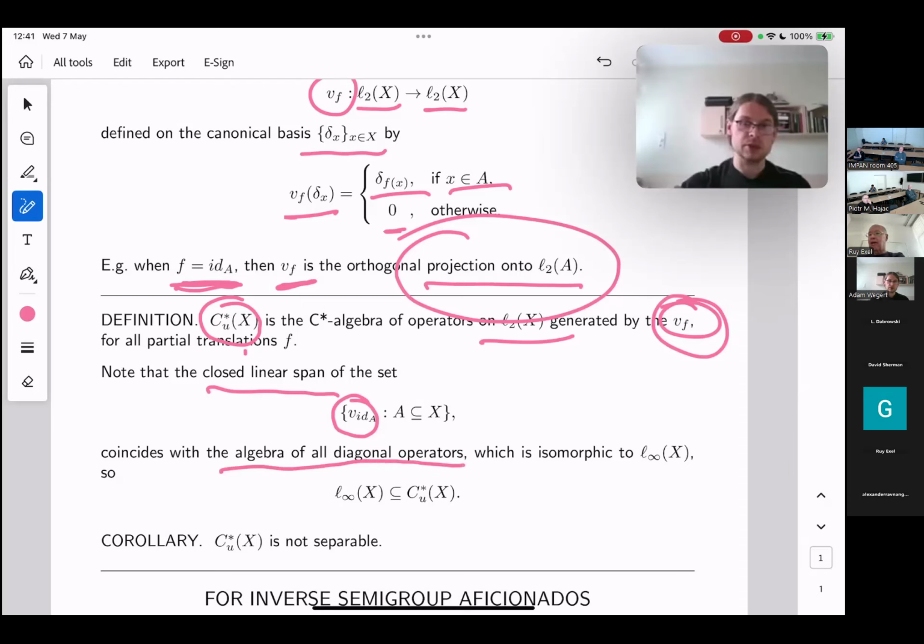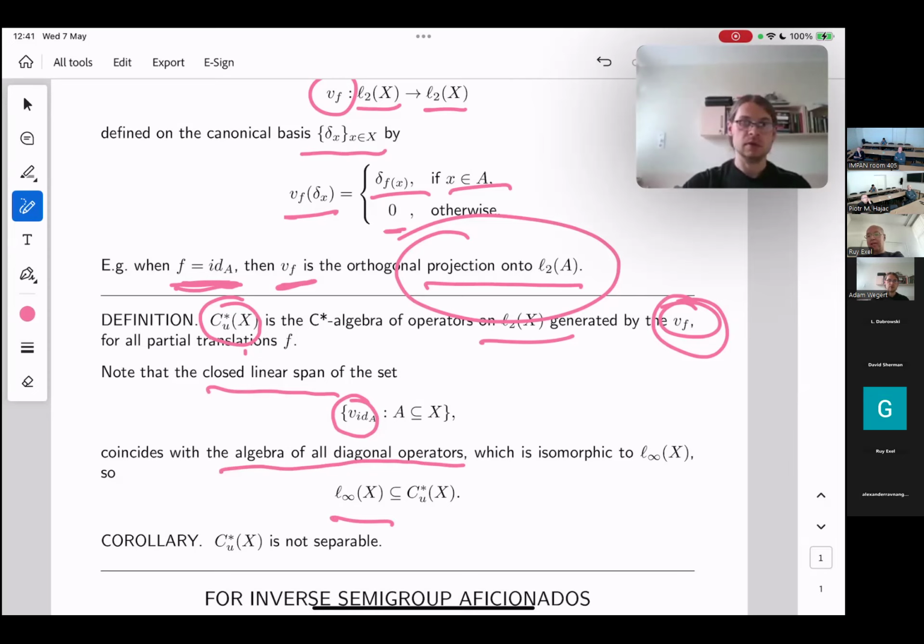Maybe just a quick question. Wouldn't it be enough to take for A just one-point subsets, all possible singletons? No, because if you do that, you are not going to get L infinity, you will get C0. Ah, I see. Okay. Yeah, of course, you would only get compact operators for instance. Sure, it is a norm limit.